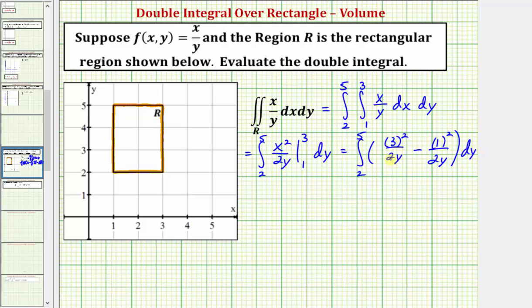So notice how we have 9 over 2y minus 1 over 2y, which is equal to 8 over 2y. So the integral from 2 to 5 of 8 over 2y. But notice how this simplifies to 4 over y. We could factor out the 4, but let's leave it as 4 over y. The integral of 1 over y with respect to y would be natural log absolute value y. But notice how the y values are already positive, and therefore the antiderivative is going to be 4 natural log y.